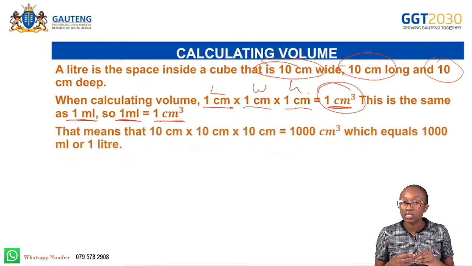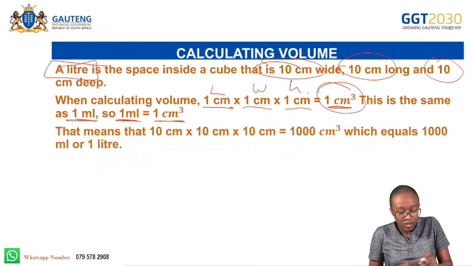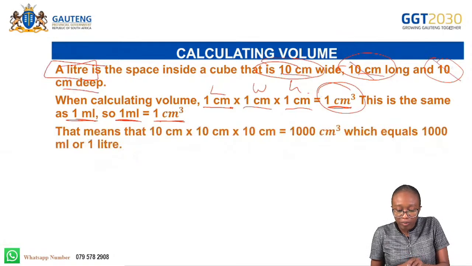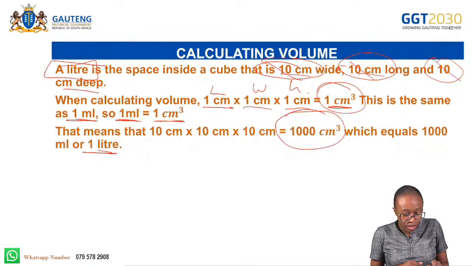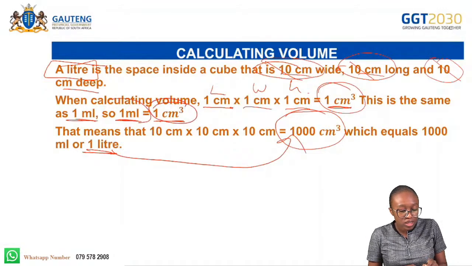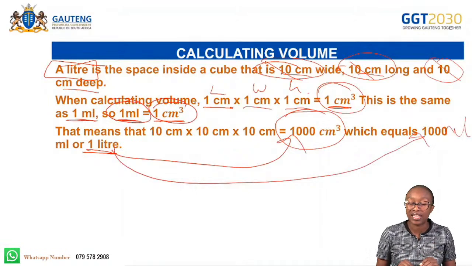Initially, we said a liter is the space inside a cube that is 10 centimeters wide, 10 centimeters long, and 10 centimeters deep. So if you multiply 10 by 10 by 10, you get 1,000. So 1 liter is equal to 1,000 cubic centimeters. We also said that 1 cubic centimeter is equal to 1 milliliter, which means 1 liter equals 1,000 milliliters as well.